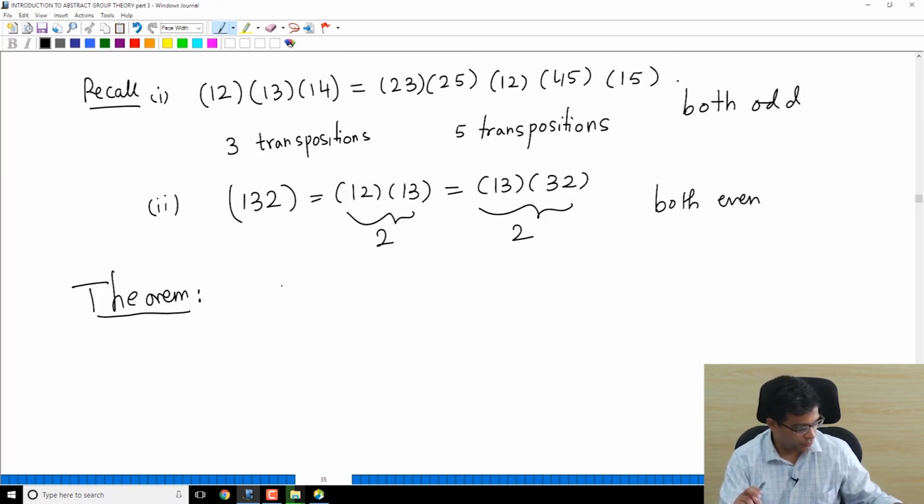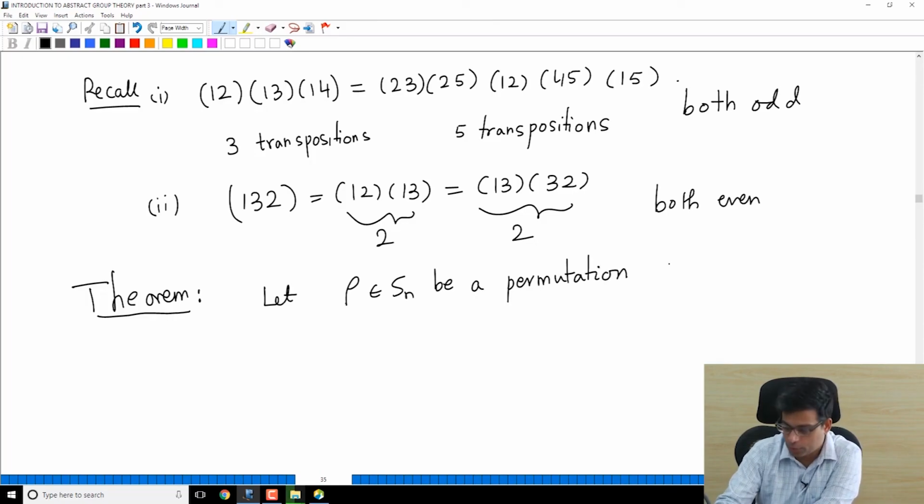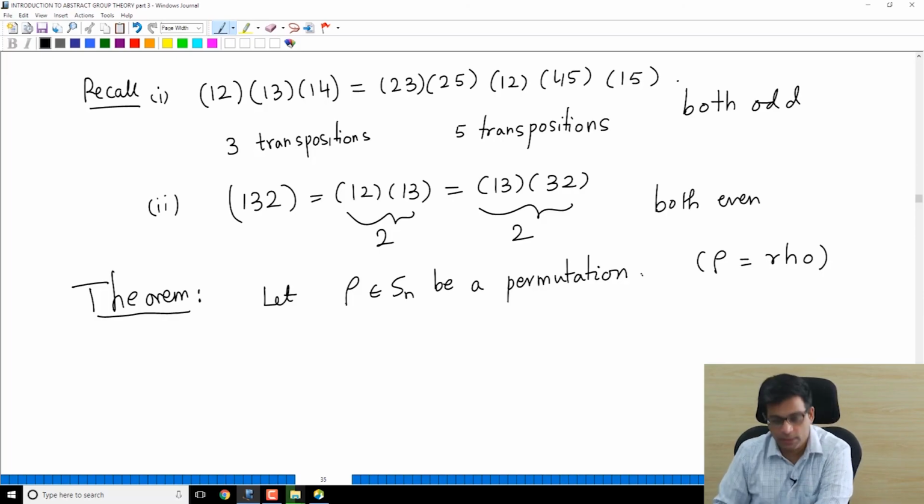So let me write this more precisely mathematically. How do we write this? Let me write it as follows. Let rho be a permutation. So I'm going to use a new Greek letter because I'm going to use tau and sigma to denote transpositions. So rho, you read this as rho, R-H-O, rho. Okay, so let this be any permutation.